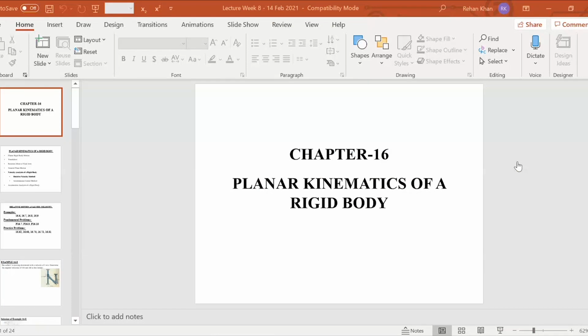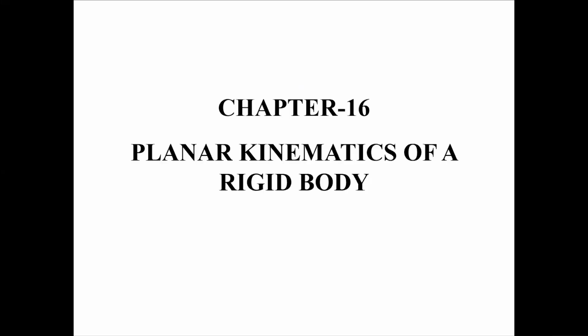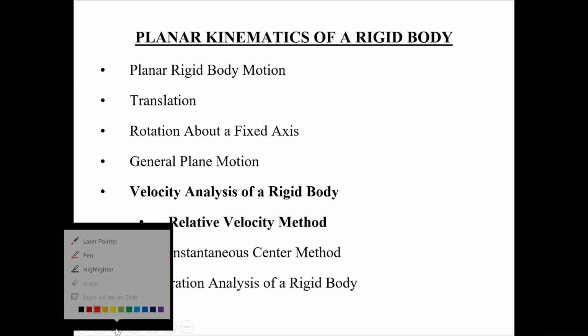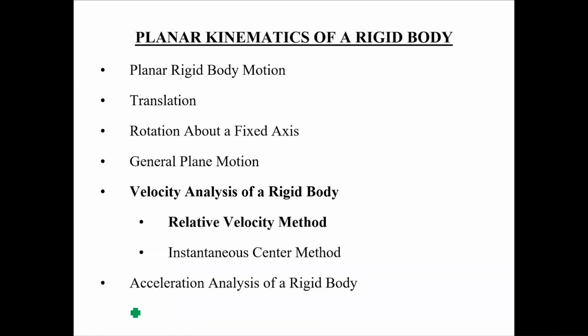Just a quick review of what we did in previous class. We started with the motion analysis, general plane motion analysis of a rigid body mechanism. In the last week's lecture, we started with this general plane motion, and as we are discussing the kinematics of this motion, we need to perform the velocity analysis of a rigid body mechanism undergoing general plane motion. As we have discussed earlier, there are two methods of performing the velocity analysis.